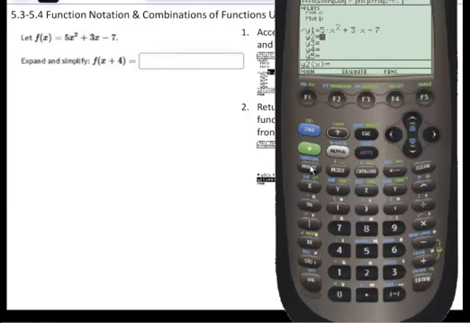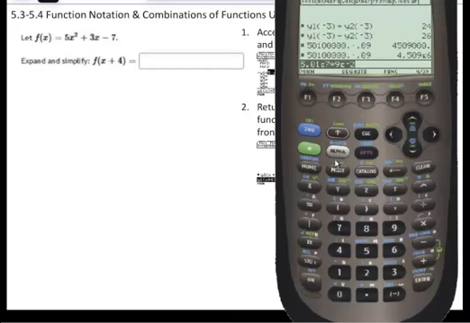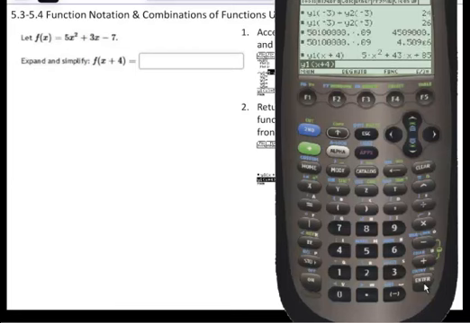What we can do is come back into the home screen, and if we type in our function y1 of, and we enter the expression here, this binomial x plus 4, and hit enter, notice it expands it and puts it into that polynomial form for us. So we would get our answer here as 5x squared plus 43x plus 85.